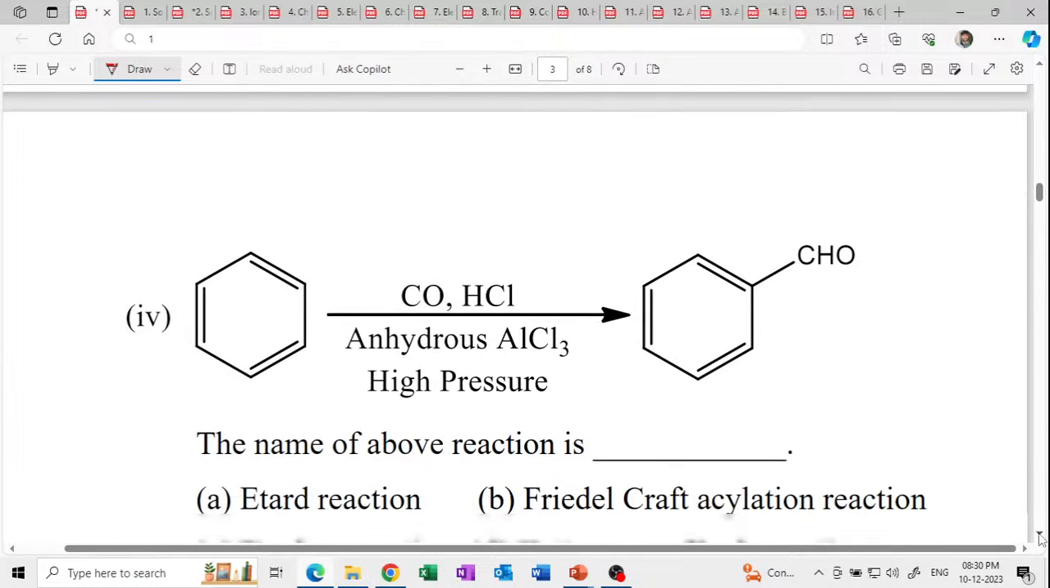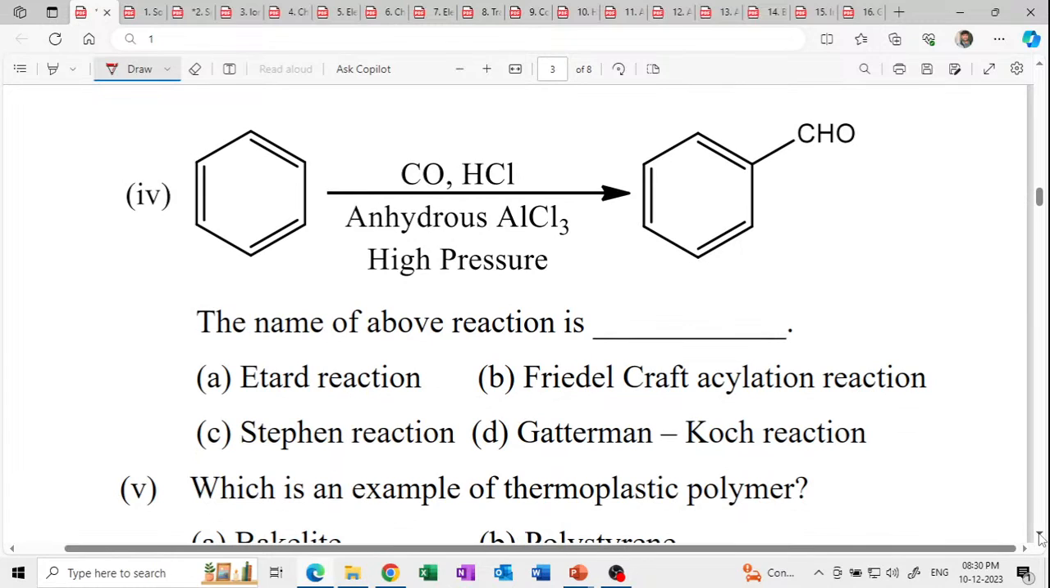Next question. The name of the reaction. Benzene plus CO, carbon monoxide, plus HCl, then 2 gives the benzaldehyde. Then what is the name of reaction? So please, who can tell me what is the name of reaction? This is the method of preparation of aromatic aldehydes from the benzene. So it is called the Gattermann-Koch reaction, particularly the Gattermann-Koch formylation reaction.